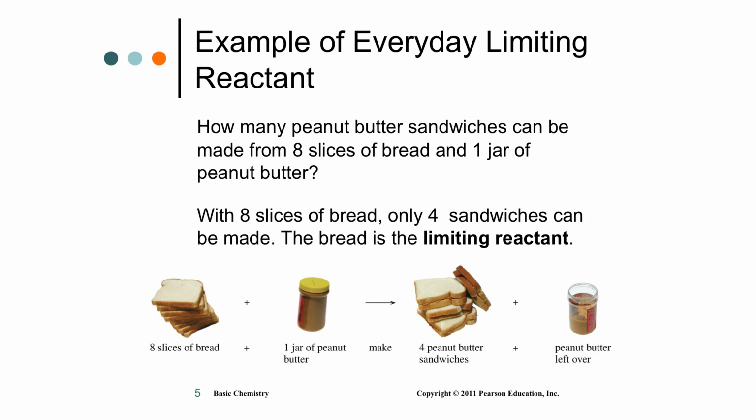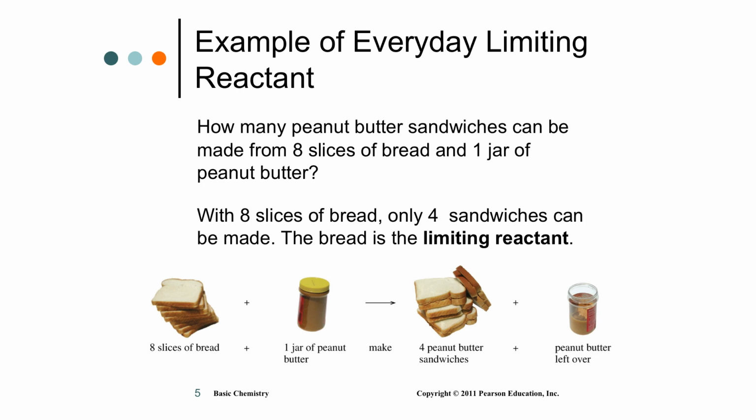What if I have 11 billion tons of peanut butter? I can still only make 4 sandwiches. The bread limits it. What if I only had 1 tablespoon of peanut butter and I had 8 pieces of bread? How many sandwiches can I make?